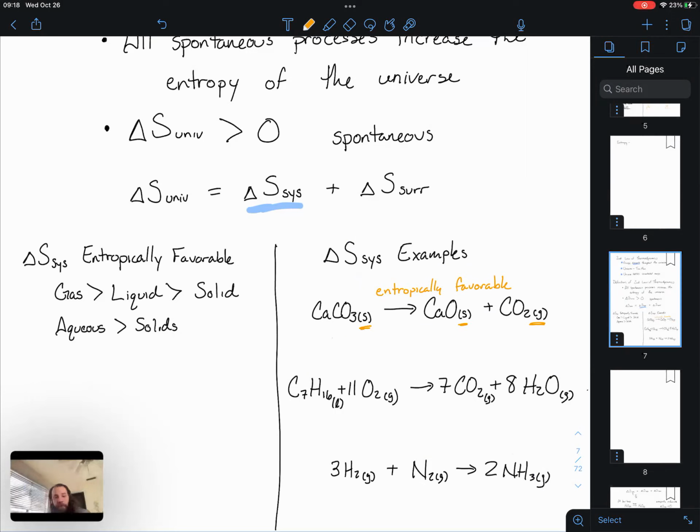This reaction is what's called a combustion reaction, where you take this hydrocarbon right here, you react it with oxygen gas, and you get carbon dioxide gas and water vapor. Now this one's a little bit more tricky because you have a gas that's being consumed, but you also have gases that are being produced. So I want everybody to take a minute. We'll do an i-clicker again, see if you think this is going to be entropically favorable or unfavorable.